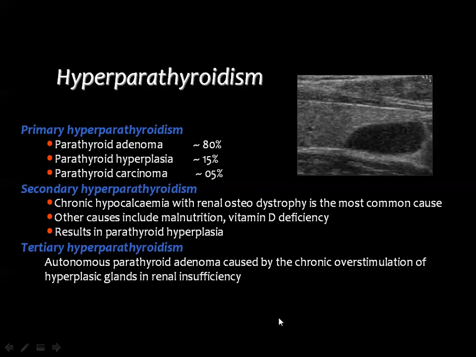As for the causes of hyperparathyroidism, primary hyperparathyroidism is in most cases secondary to the presence of a parathyroid adenoma, but parathyroid hyperplasia and carcinoma, which is extremely rare, may also lead to hyperparathyroidism.